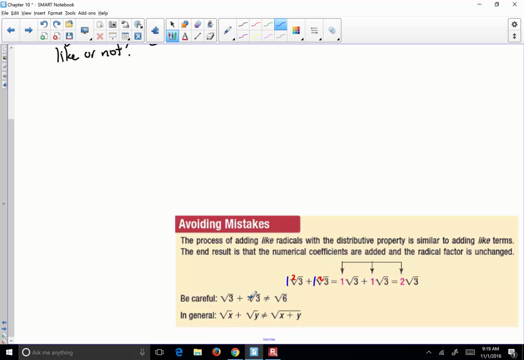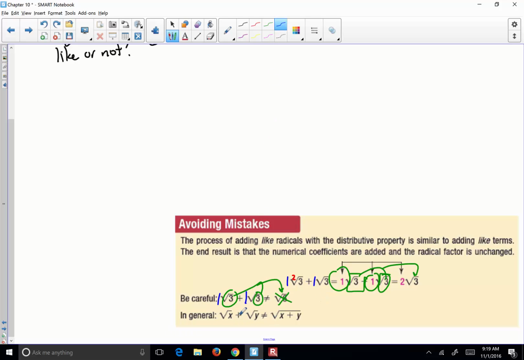Here are some mistakes. Most people think root 3 and root 3 can be added by simply adding the numbers inside and making 6. This is not correct. Again, we do not add numbers inside. We only add numbers outside and copy one sample radical here. This is wrong. Again, we copy one of them here, and only add the numbers in front.